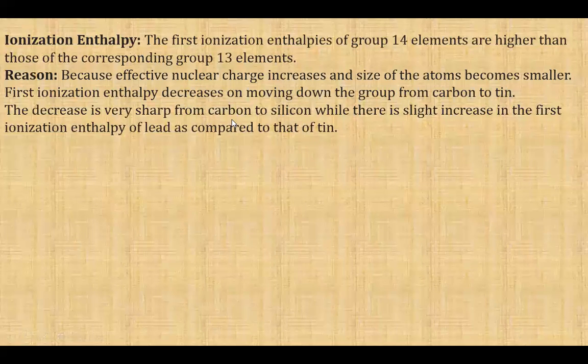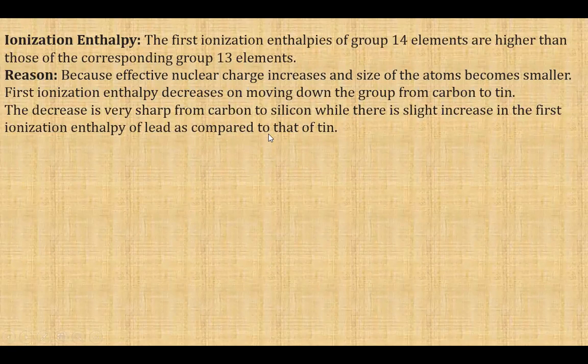Then there is a very sharp decrease from carbon to silicon, where there is a slight increase in the first ionization enthalpy of lead as compared to that of tin. The ionization enthalpy values are: carbon 1086 kilojoules and silicon 786 kilojoules. You need to understand this. Ionization enthalpy decreases, right? But how is the decrease so sharp?